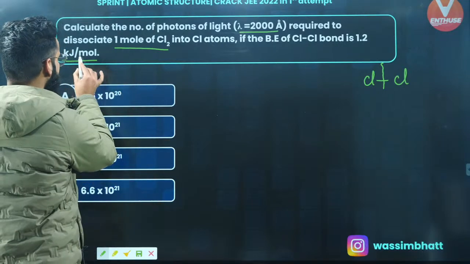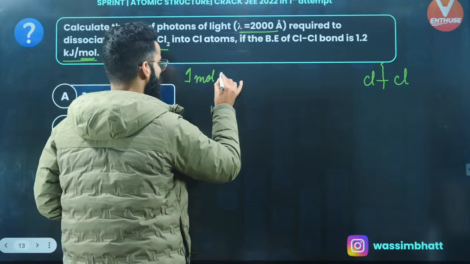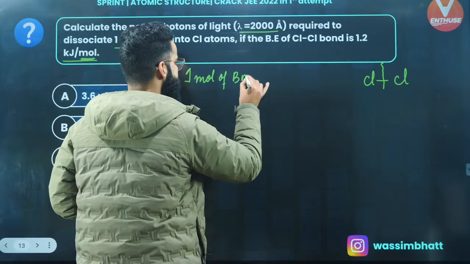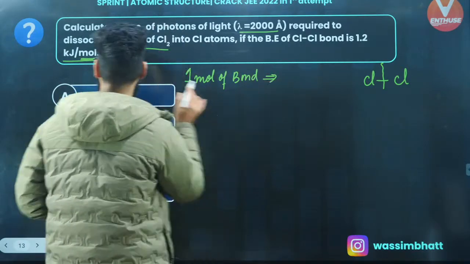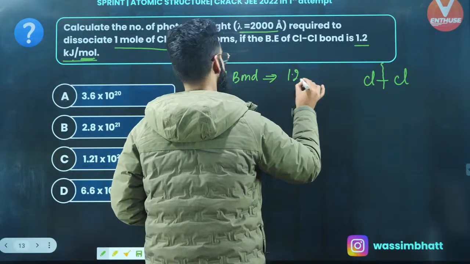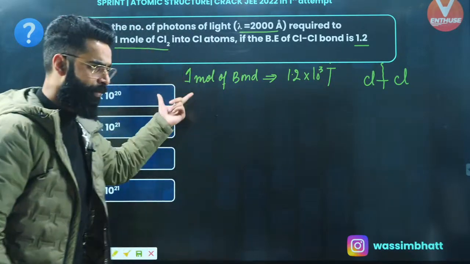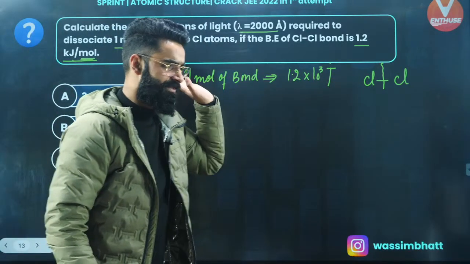That means in order to break 1 mole of bonds, how much energy is needed? In order to break 1 mole of bonds, how much energy is needed? 1.2 into 10 raised to the power 3 joules, right? In order to break 1 mole of bonds, this much energy is needed.